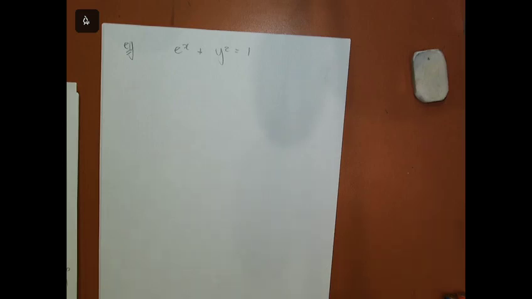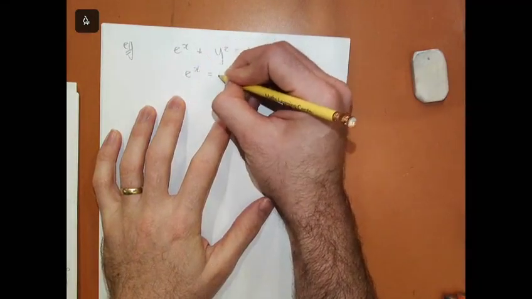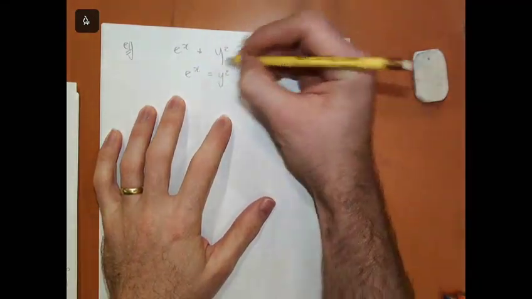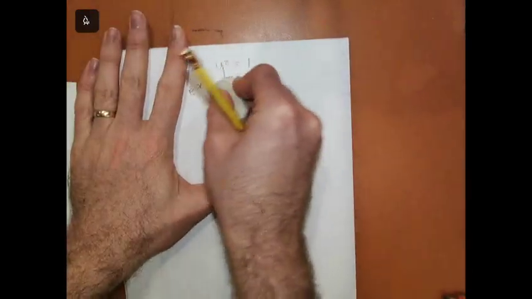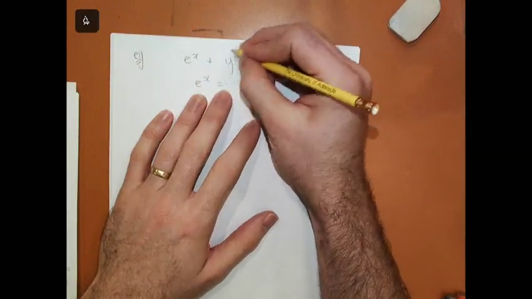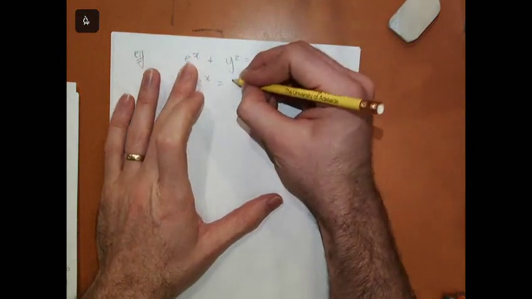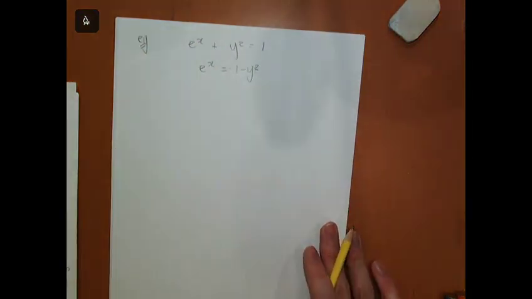Okay, so I could rearrange it to get e to the x equals y squared minus 1. Oh, sorry, minus y squared minus 1. Crap, that's completely wrong. I'm going to need to subtract y squared from both of these things, so 1 minus y squared, right, that's better. And then we've got something involving only x and something involving only y. The number e to the x is the same number as the number 1 minus y squared. So I'm going to give a name to that number. I'm going to call it t.